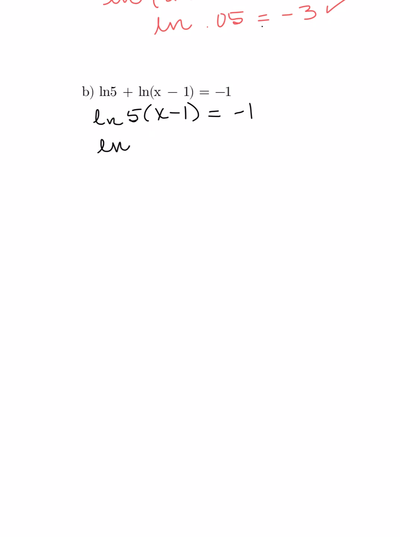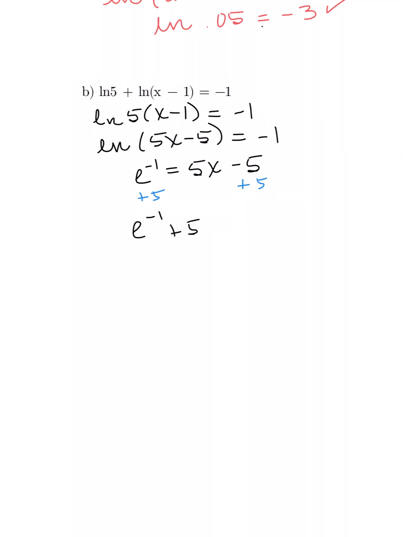Distribute the 5, so now we have the natural log of 5x minus 5 equals -1. Since our logarithm is isolated, we go to exponential form, which gives us e to the -1 equals 5x minus 5. We're going to start by adding 5 on both sides and get e to the -1 plus 5 equals 5x.